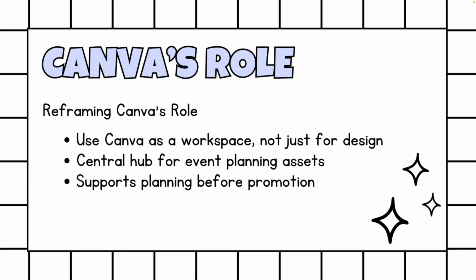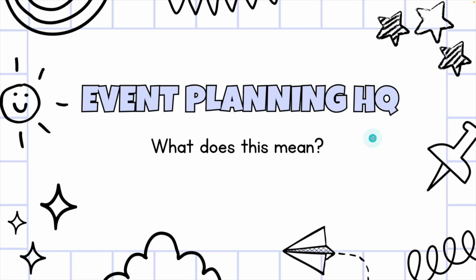So as a reminder, going further into this class as well as the whole series, Canva is more than just a design tool. It's the foundation for planning successful, well-coordinated events, all right? So I keep talking about event planning HQ. What does this mean? I want to give a more in-depth definition or outlook of what this means, right?